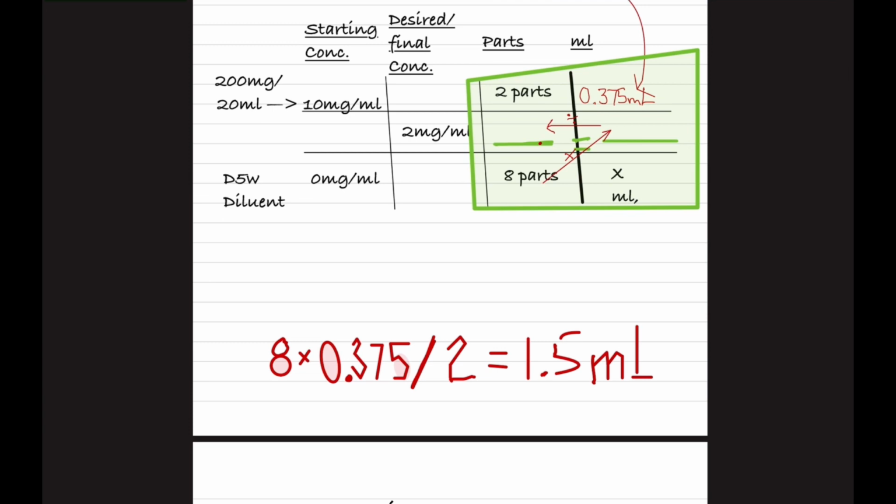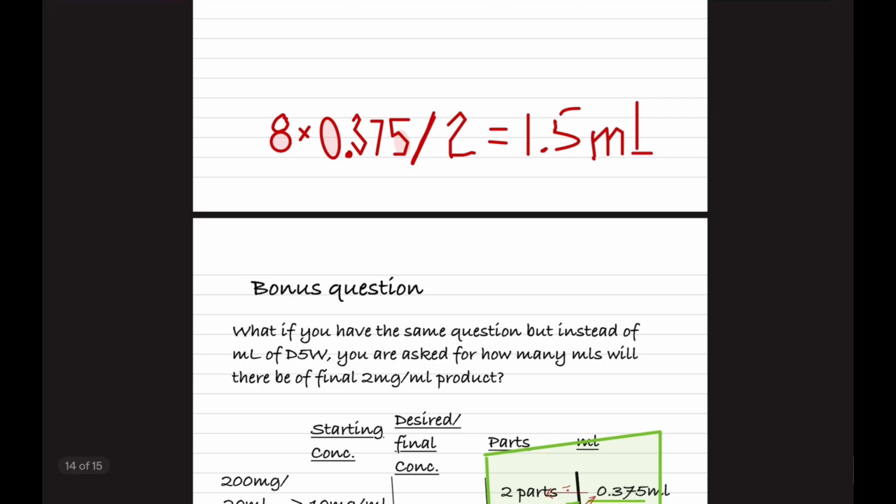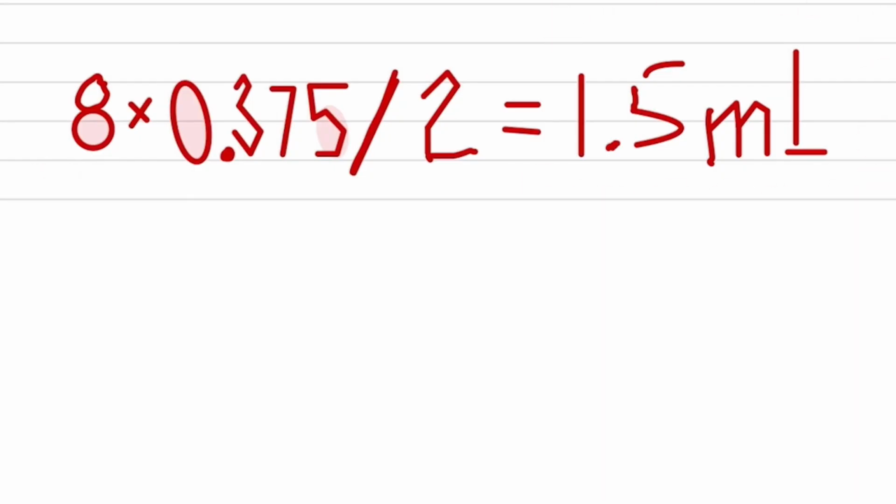Now this is the fun part. All I have to do is box in the area. I made a proportion. I made on the left-hand side 2/8 equals 0.375 over x. So then I cross multiply and divide. Cross multiplying and dividing will get me 8 times 0.375 divided by 2 equals 1.5 mLs. This is the answer.